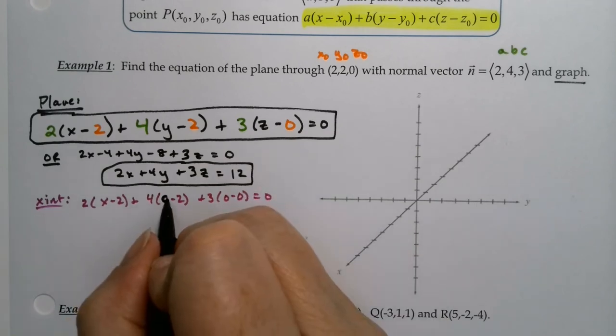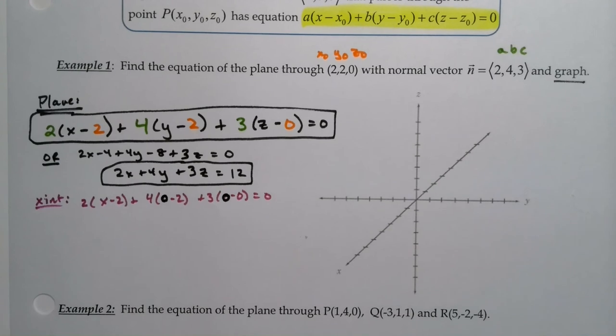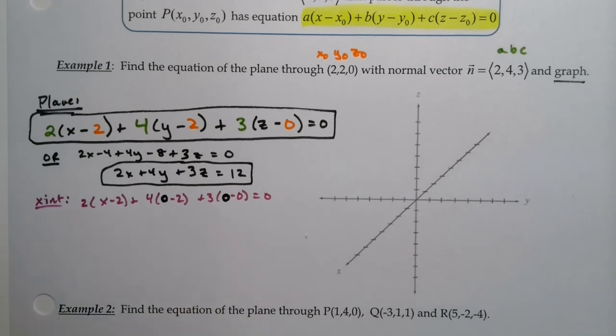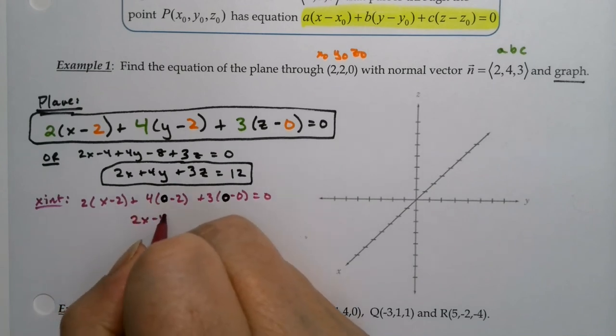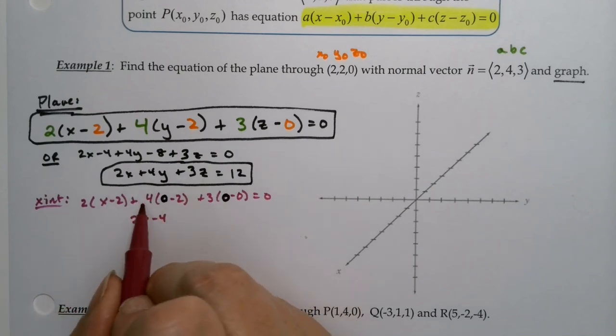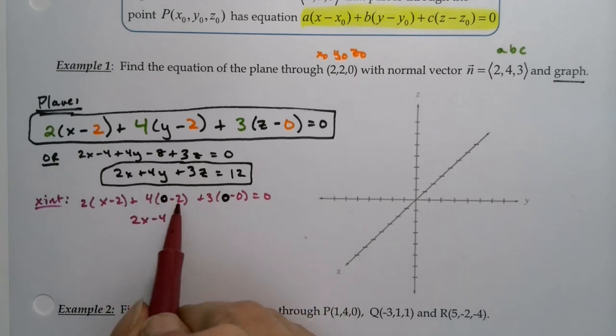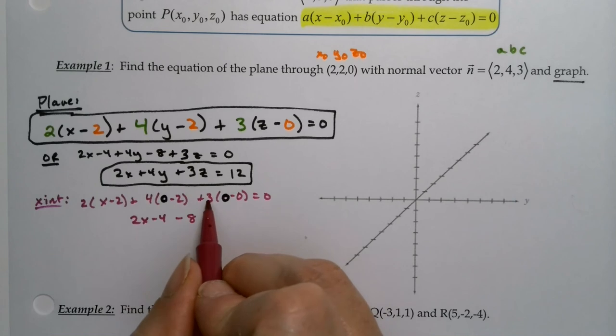You'd be putting a 0 in here and a 0 in here for your x and for your y because you're on the x-axis, which would leave you 2x minus 4, and then plus a negative 8, right? Because 4 times 2 is negative 8, so minus 8. And this is 0 over here.